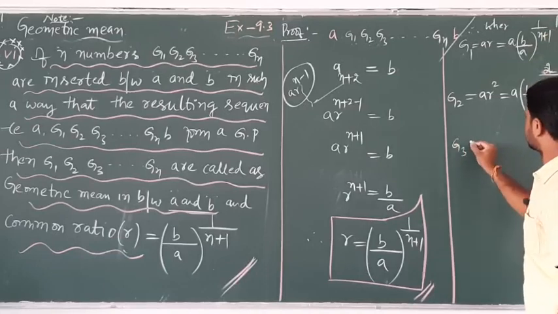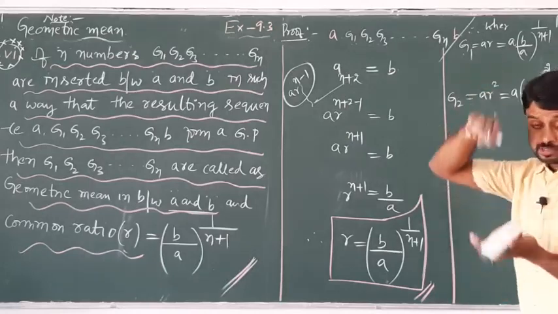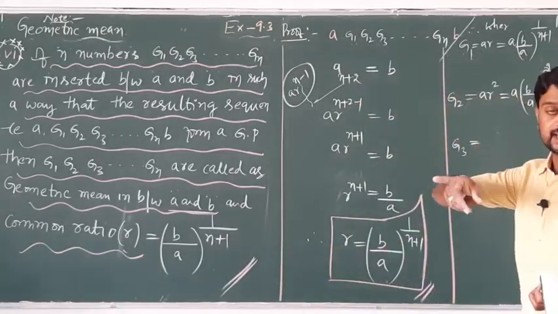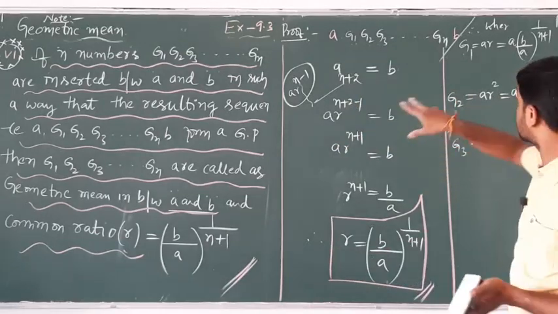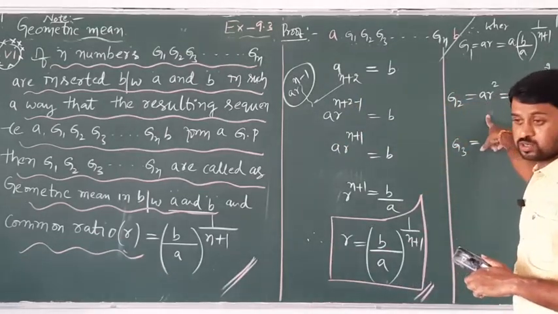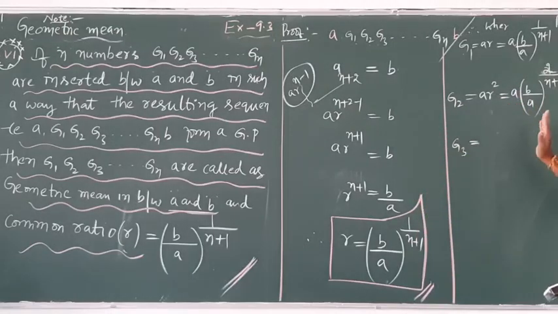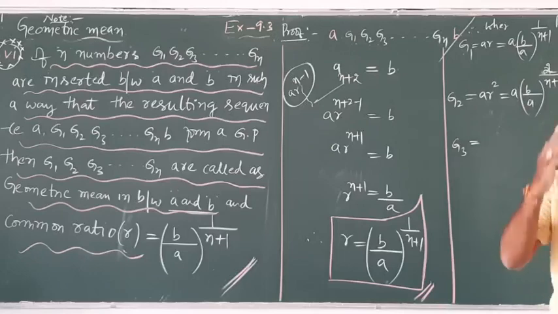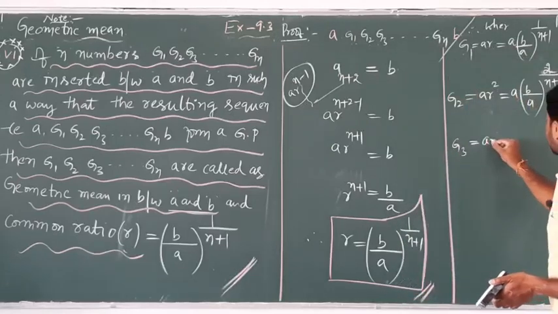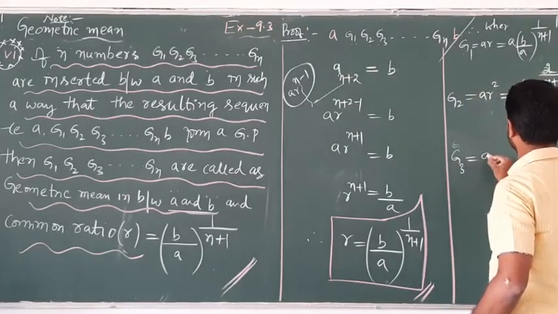Next, G3 is one of the very important concepts. As in the previous session, arithmetic mean A1 is equal to A plus D, A2 is equal to A plus 2D, which is A plus 2 into (B minus A) divided by n plus 1. But here A into (B by A) whole power of 2 by n plus 1 is one of the very important concepts. Therefore, G3 is equal to AR cube.